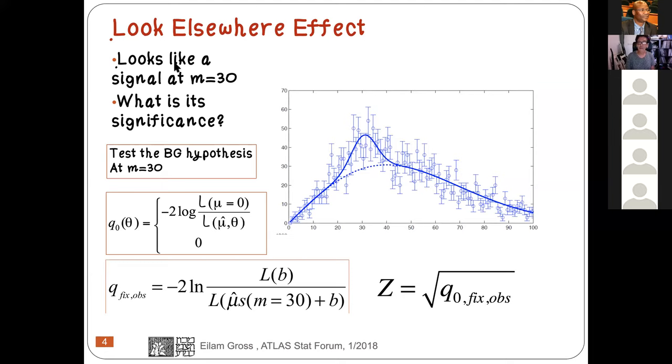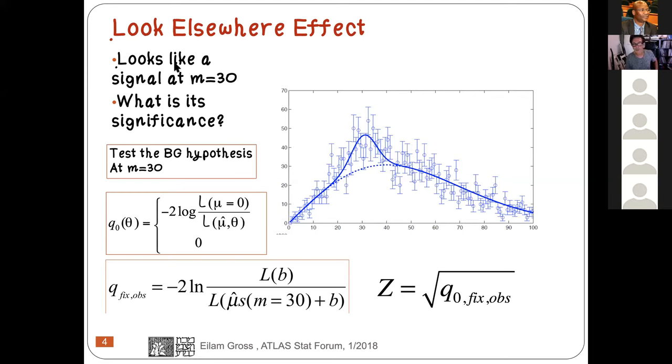So you can ask yourself, what is the significance of this would-be signal? In order to know the significance, you test the background hypothesis and ask what's the probability that this is a fluctuation of the background, the dashed line? The smaller this probability, the higher the significance. To estimate the significance, you use a test statistic, which can be minus 2 log the likelihood ratio.